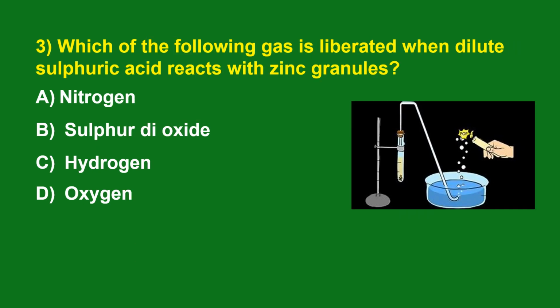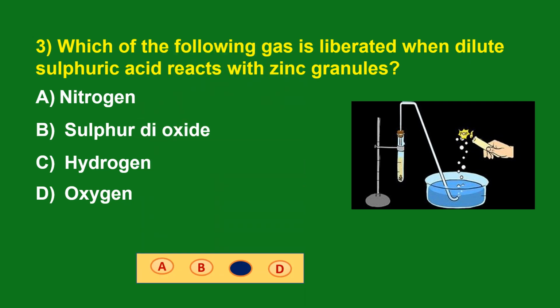Third question is, which of the following gas is liberated when dilute sulfuric acid reacts with zinc granules? You can notice here, generally whenever metals react with dilute acids, hydrogen gas is liberated. This gas can be tested by using a burning candle, and we will get a pop sound. So for this question, out of these four options, nitrogen, sulfur dioxide, hydrogen and oxygen, the right answer is option C, hydrogen.